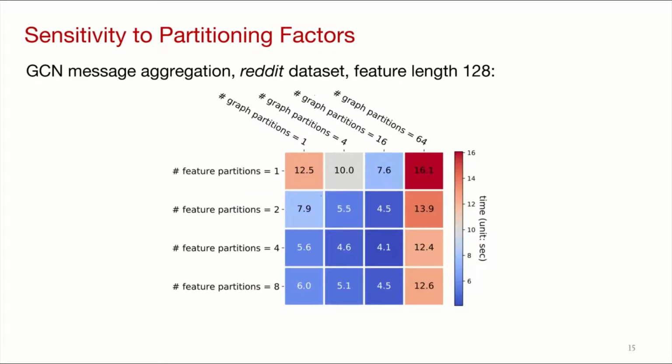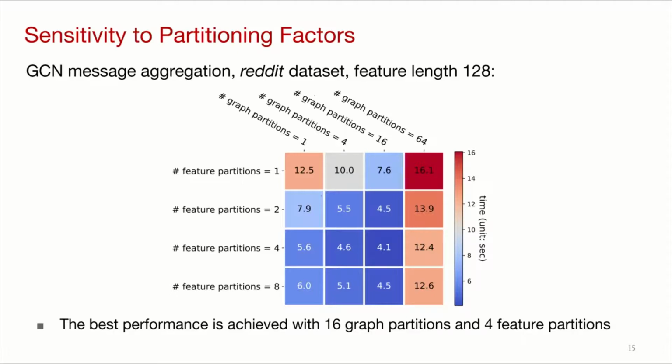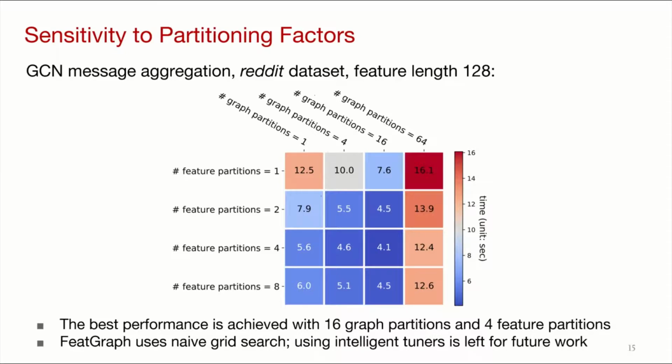We also analyze the sensitivity of the performance to partitioning factors. As we see from the figure, the best performance is achieved with 16 graph partitions and 4 feature partitions. In this work, we use naive grid search to find the optimal partitioning factors. Using intelligent tuners is left for future work.